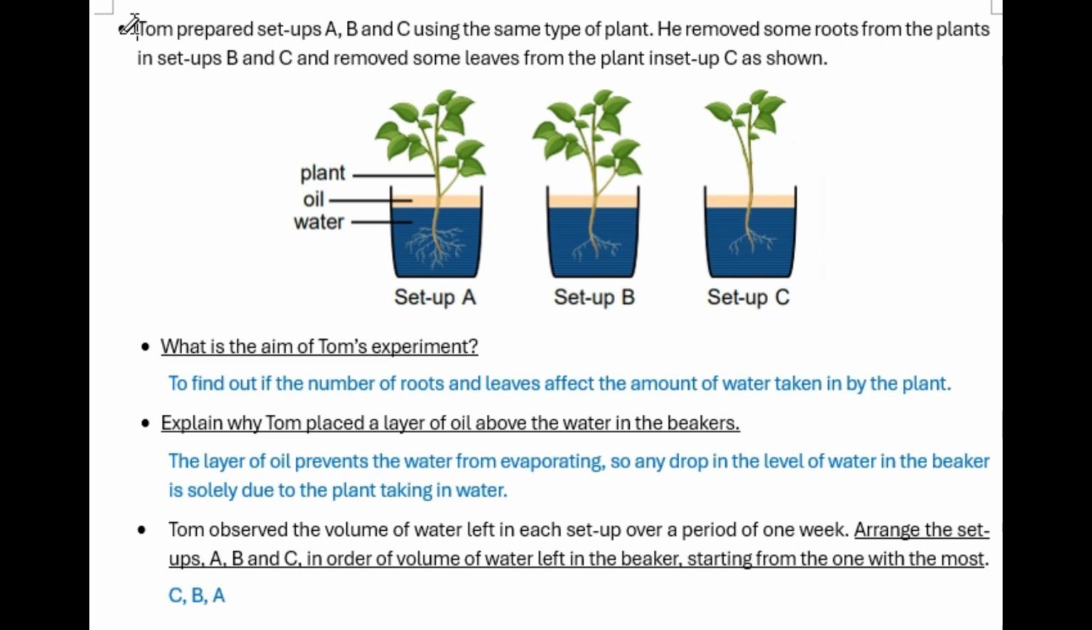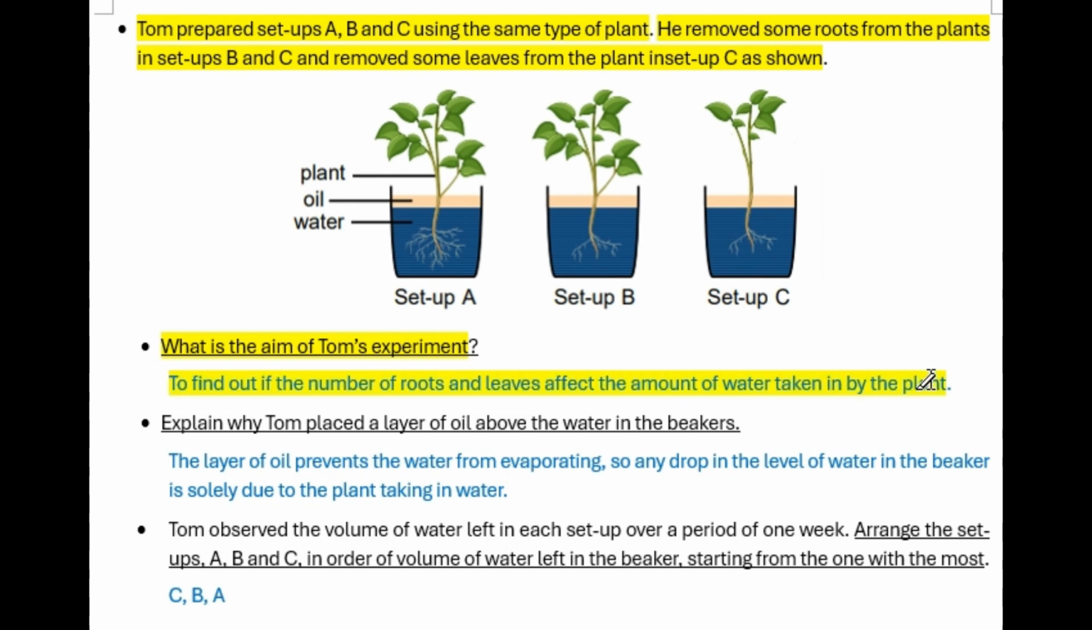Tom prepared setups A, B and C using the same type of plant. He removed some roots from the plants in setups B and C and removed some leaves from the plant in setup C, as shown. What is the aim of Tom's experiment? To find out if the number of roots and leaves affect the amount of water taken in by the plant.